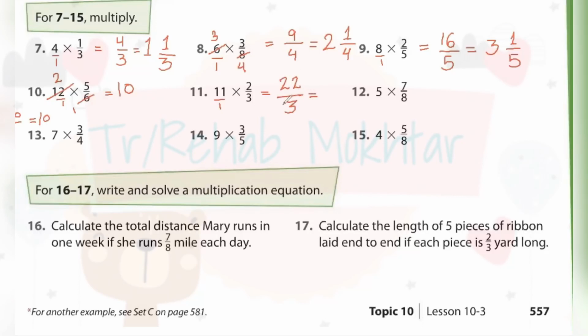Now I will convert the improper fraction into a mixed number. How many 3s in 22? Or 22 divided by 3 equals what? I will try to find a number. When we multiply by 3, it gives me a close and less number than 22, which is 7. 7 times 3 equals 21. 22 minus 21 equals 1 out of 3.